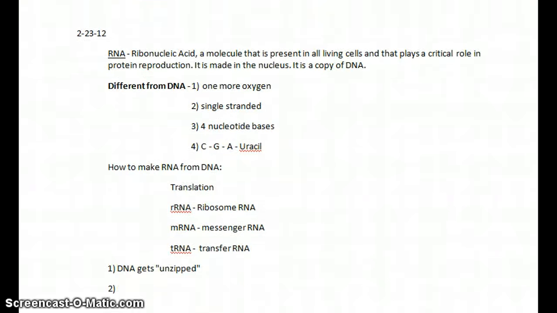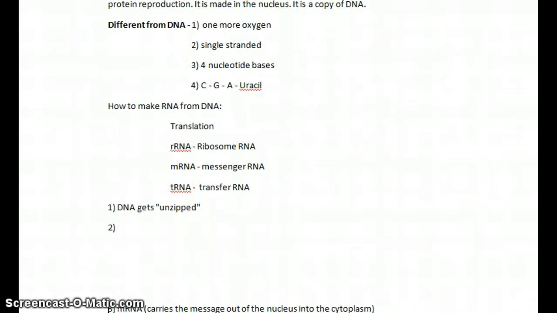RNA is ribonucleic acid, a molecule that is present in all living cells and that plays a critical role in protein production. It is made in the nucleus and is a copy of DNA. It is different from DNA because it has one more oxygen, it is single-stranded, and it has 4 nucleotide bases. But the difference between the nucleotide bases is that instead of having thymine, it has uracil. U-R-A-C-I-L.